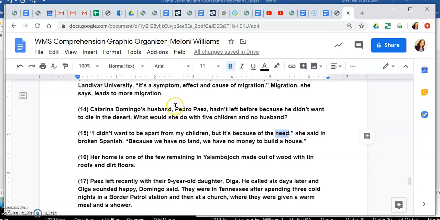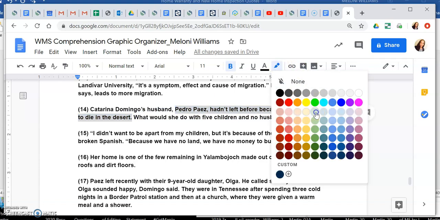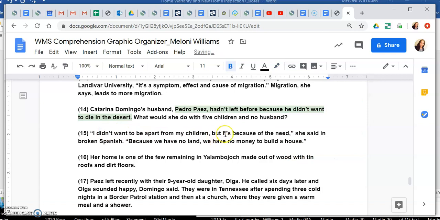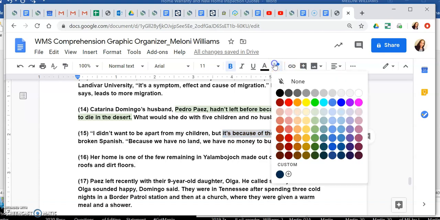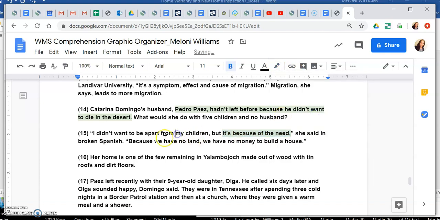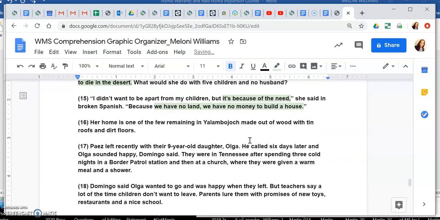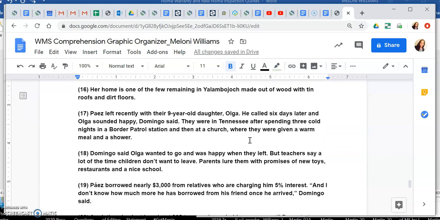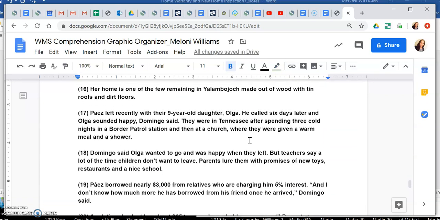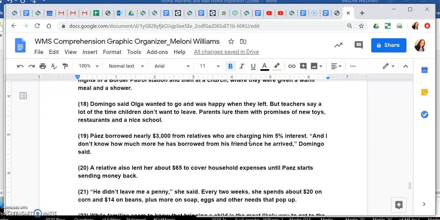So let me just highlight continuous clues. So this has to do with question number 4. This has to do with question number 4. And then let's see why he left with 1 child. I'll keep reading.